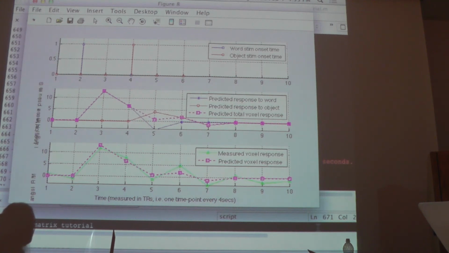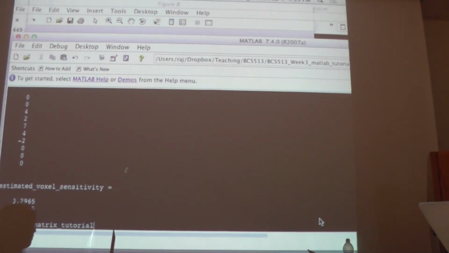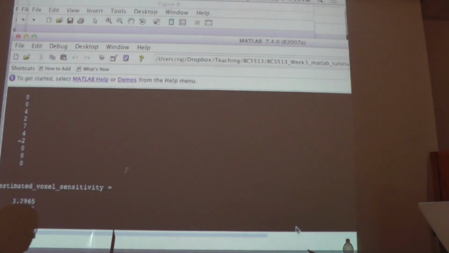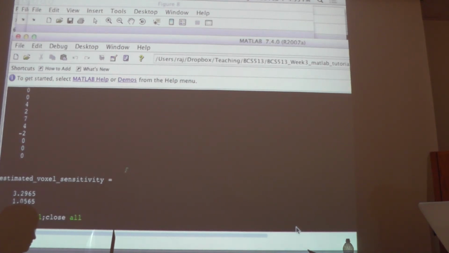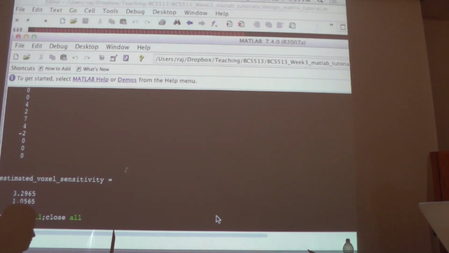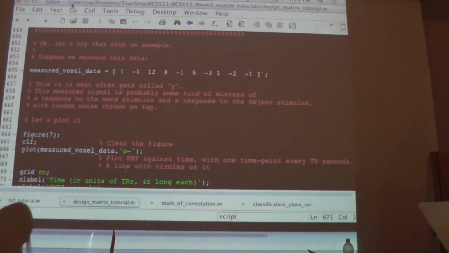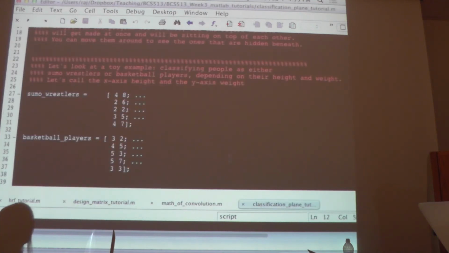But now there's this one other thing which I just want to look at, which turns out to use the exact same machinery, because it's also just doing linear estimates. Remember we looked at this imaginary example of telling the difference between sumo wrestlers and basketball players. Here's how you do that. It turns out to be almost exactly the same process for this simplest possible type of classifier.